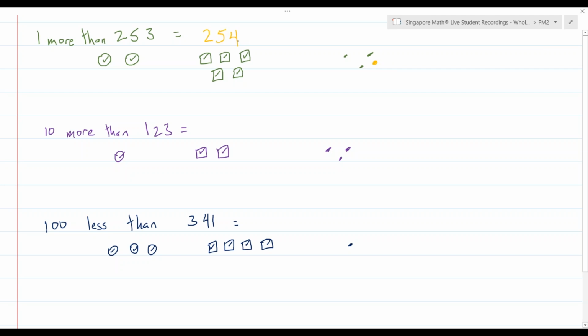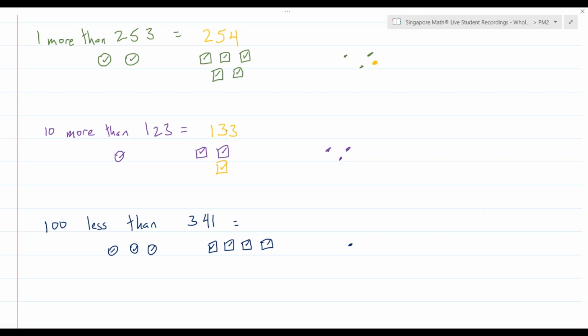But what if you have 10 more than 123? There's 100, 2 tens, 3 ones. If I have 10 more, then I'm going to add a 10 in the tens group, and now I have 133. Notice we didn't have to count up 10. Sometimes we count on when we add a number, but to add 10, I just add another 10 to the 10 spot. Instead of 2 tens, I have 3 tens.